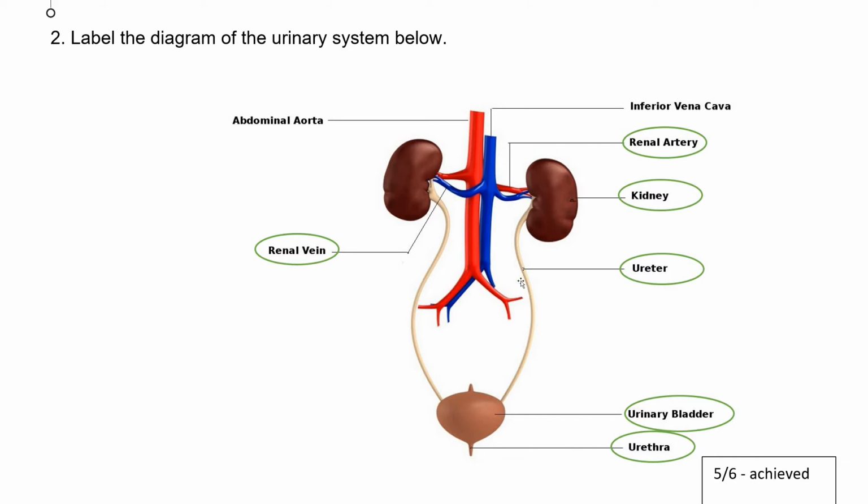Also, things not to be confused. The ureter and the urethra. The urethra goes from the bladder to the outside of the body. The ureter goes from the kidney to the bladder. Okay, also that's a bladder. Okay, so there's your basics.